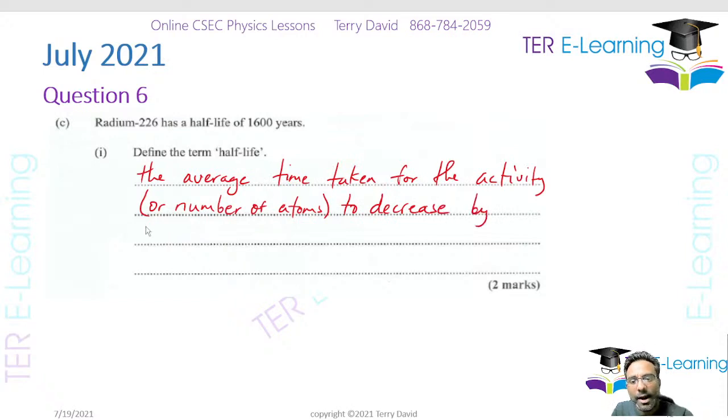by half its initial value. So that's what half-life is, the average time taken for the activity or the number of atoms to decrease by half its original value, or initial value. So 2 marks for that. What else do we have here?